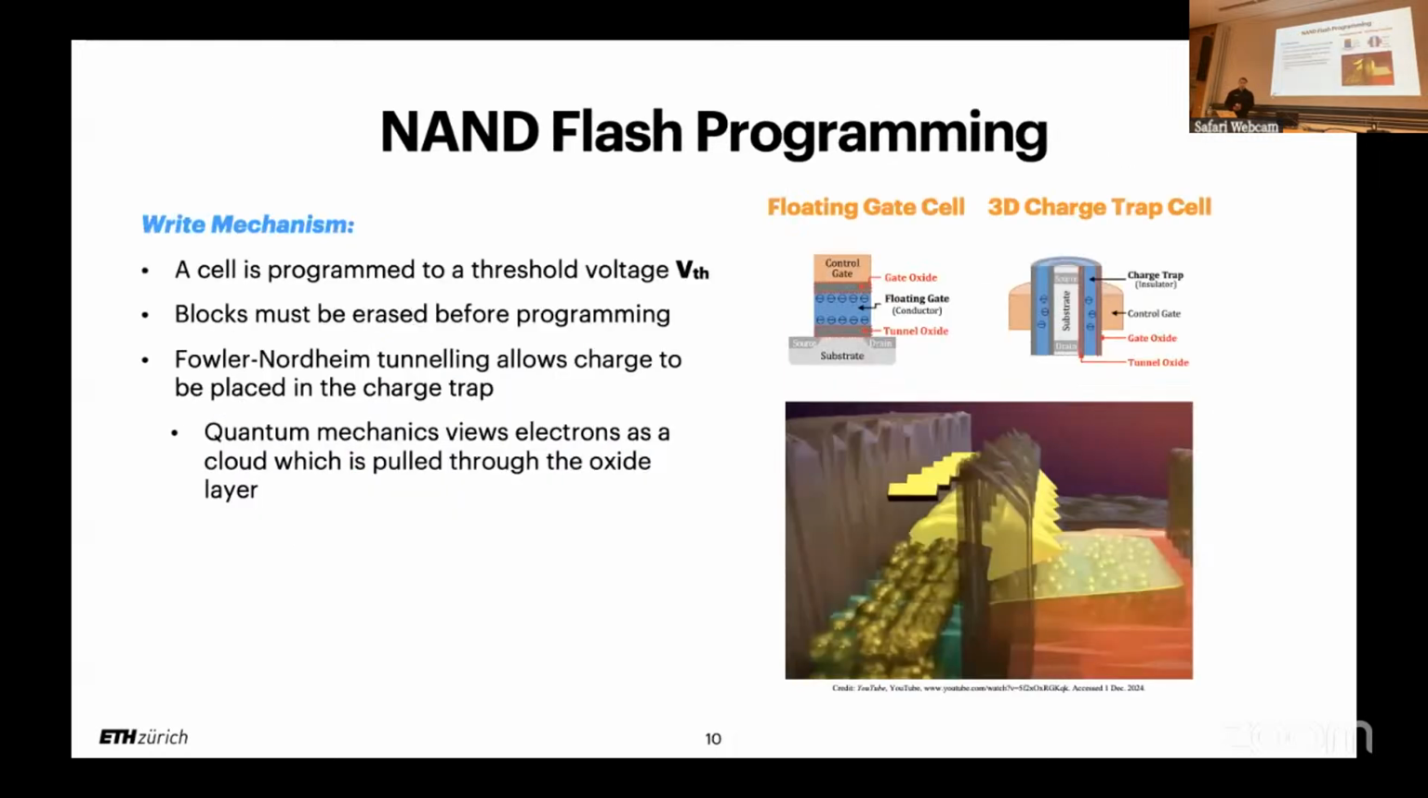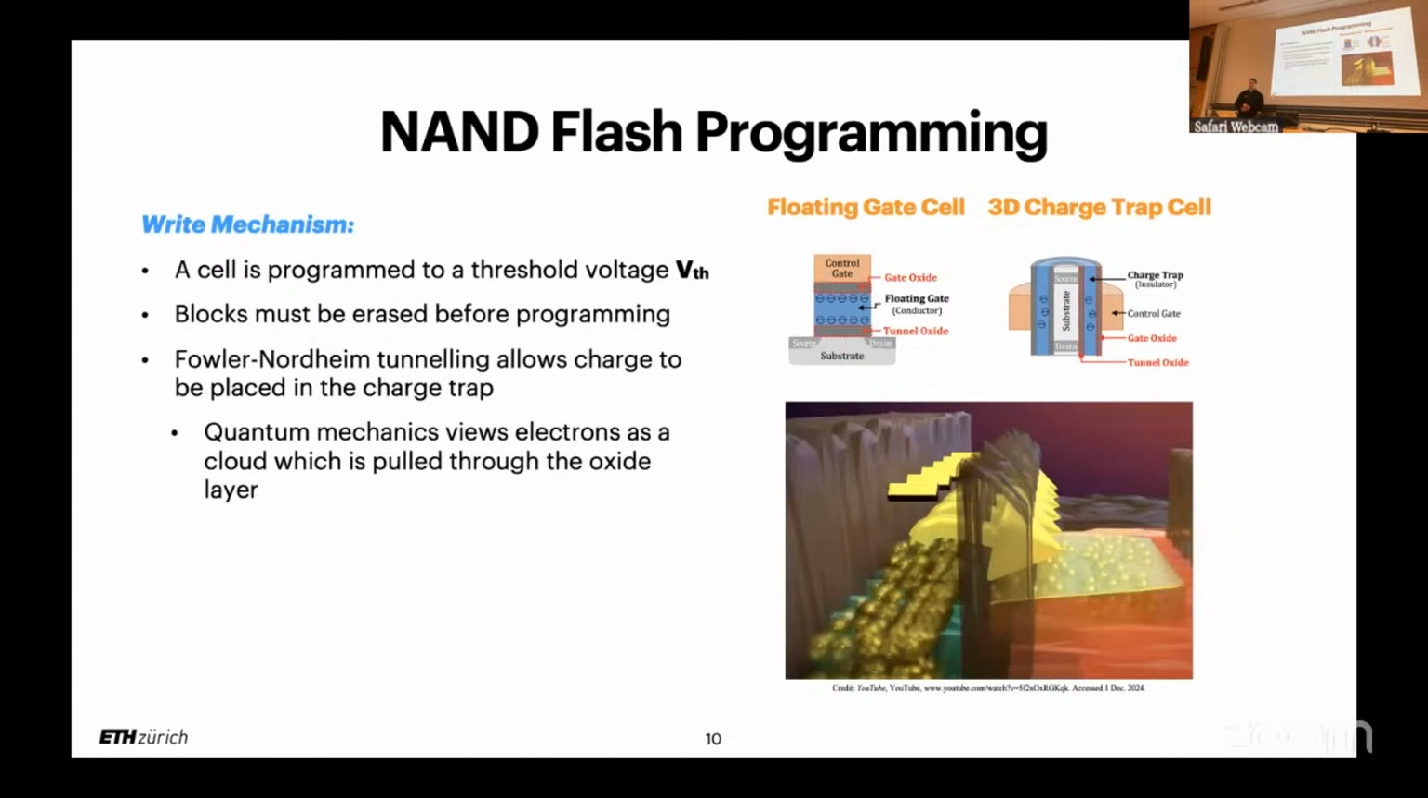So now concretely, how would we write to a cell? Well, as I said before, we basically want to change the threshold voltage, again, the voltage at which a cell activates. But in order to do so, we have to erase a whole flash block. This is because we can't just remove a small amount of electrons from a cell. We have to basically remove all of them.